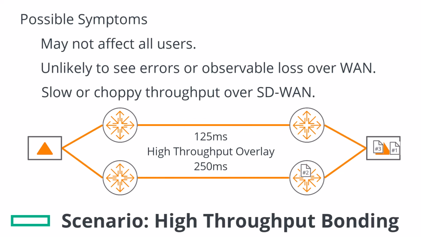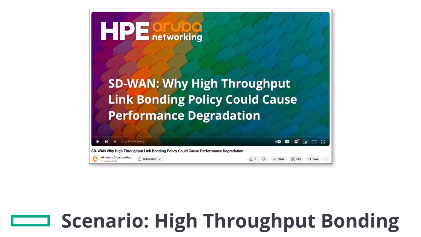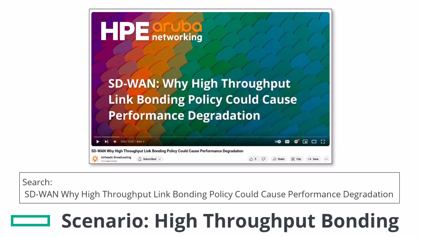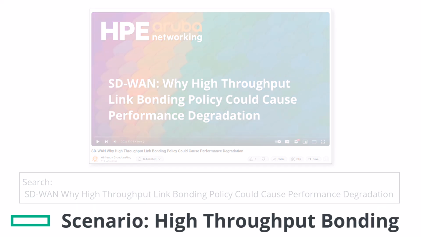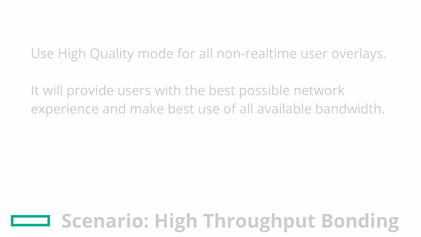We have a dedicated video on this topic called Why High Throughput Link Bonding Policy Could Cause Performance Degradation on our YouTube Airheads channel. It goes into great detail about bonding and load balancing WAN links with differing characteristics and its effect on TCP-based applications. The short version is, use high-quality mode for all non-real-time user overlays. It will provide users with the best possible network experience and make best use of all available bandwidth.